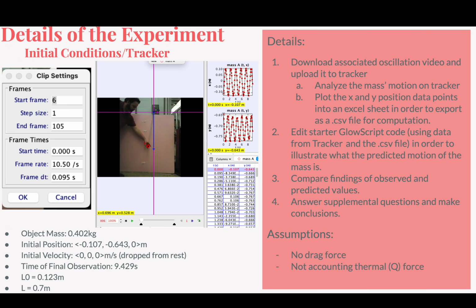The first step of the lab is to download the associated oscillation video and upload it to the tracker. Once uploaded, I analyzed the mass's motion on tracker, plotted the X and Y position data points into an Excel sheet, and this Excel sheet was exported as a CSV file for computation.